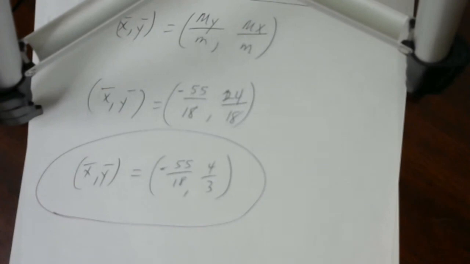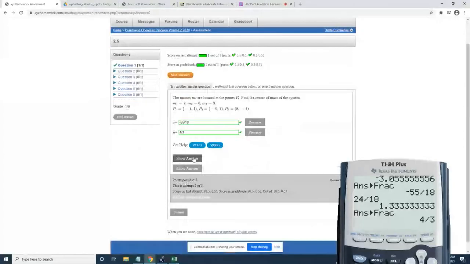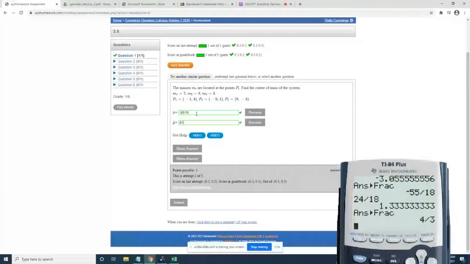All right, so if I put that in, negative 55 over 18 and 4/3. Oh, you guys can't see this. Let me click back over. All right, so we have the coordinates for the center of mass.